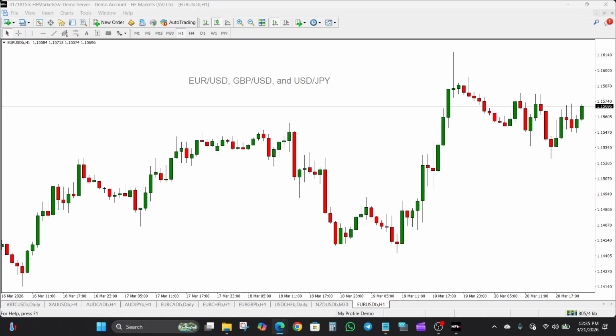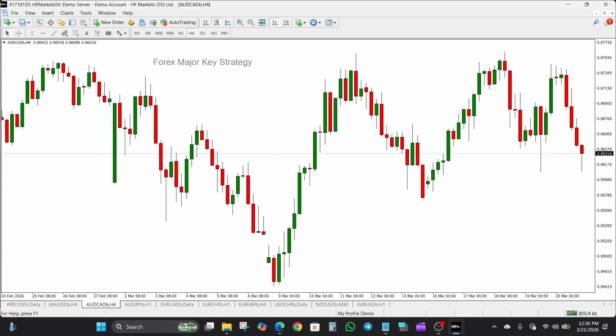The major pairs are highly liquid, meaning that there are always buyers and sellers in the market. Why does this matter? Because high liquidity leads to tighter spreads and smoother price movement. So this makes it easier to enter and exit trades without large price jumps.